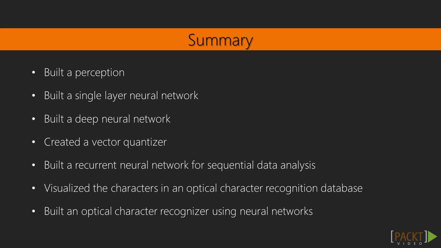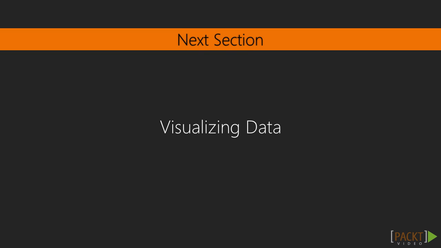Let's recall what we did in this section. We started with building a perceptron, a single-layer neural network, and a deep neural network. We then dived into building a recurrent neural network, and then we visualized the characters in an optical character recognizer. In the next section, we'll learn visualizing data and look at various scenarios and discuss what visualizations we can use in various situations.